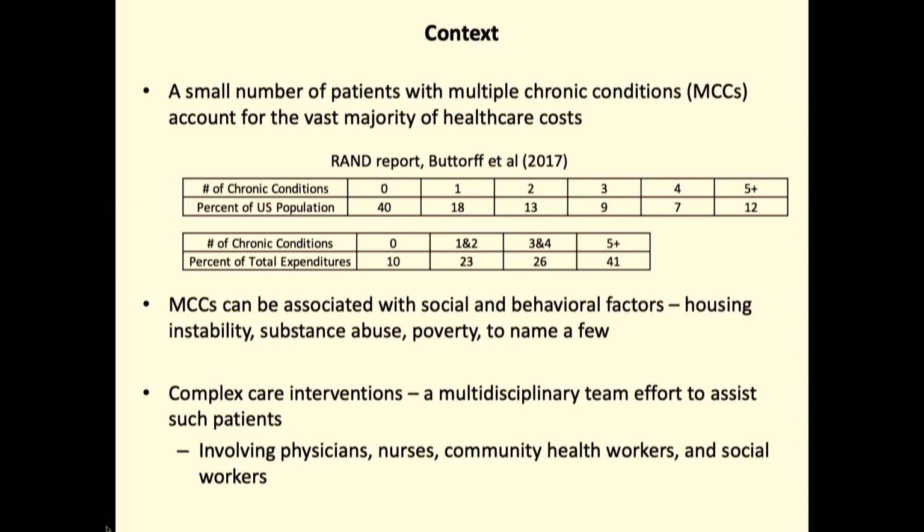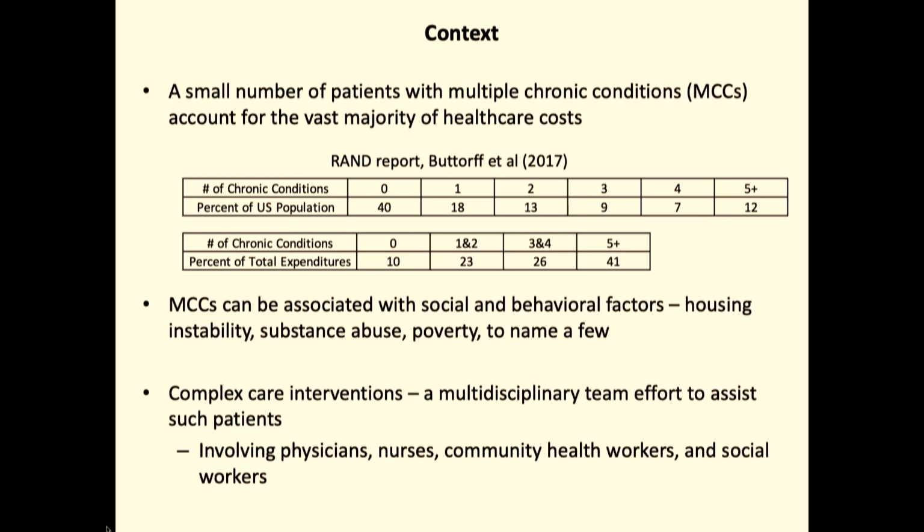This is a report from the RAND Corporation for the United States. You see that 40% of the US population has no chronic conditions. 18% has one chronic condition, 13% has two, and so on. When you get to individuals who have 5 or more chronic conditions, that's only 12% of the population. 12% is still millions of people. It's not a small number.